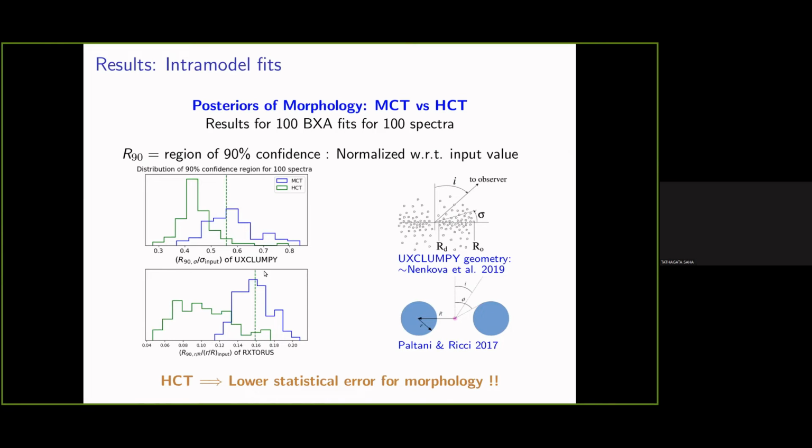A similar thing is seen for R by R, which is the donut thickness parameter of RXTORUS, which is another donut model, and we see the same trends for this. So this implies that we have lower statistical errors for parameters of morphology mostly in the heavy Compton-thick regime. This is mainly because the scattered spectrum is much more dominant in the heavy Compton-thick regime, and the imprints of these morphological parameters are seen mostly in the scattered spectra.